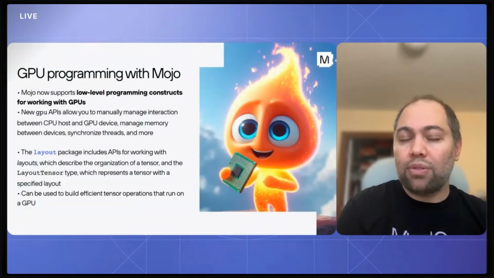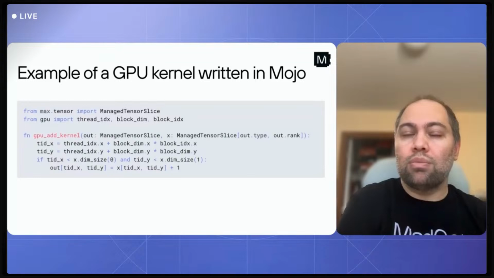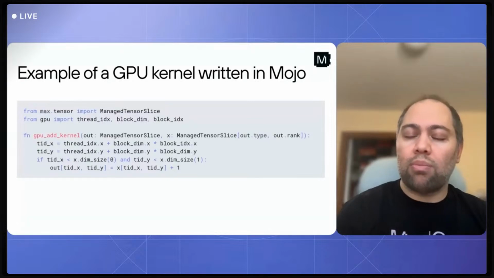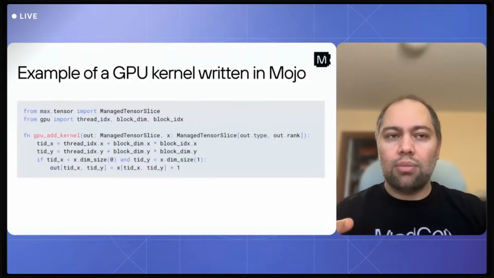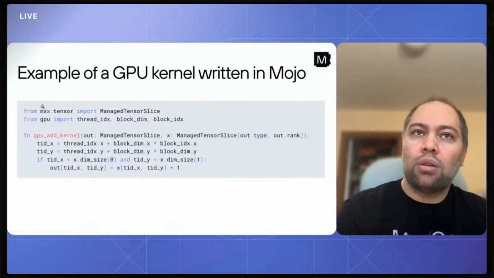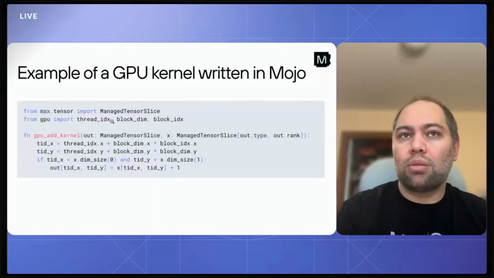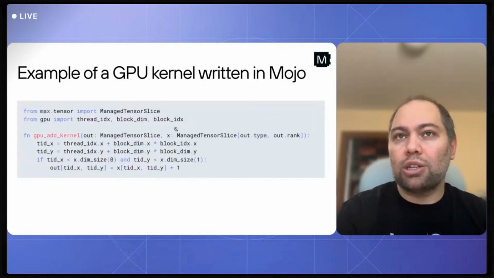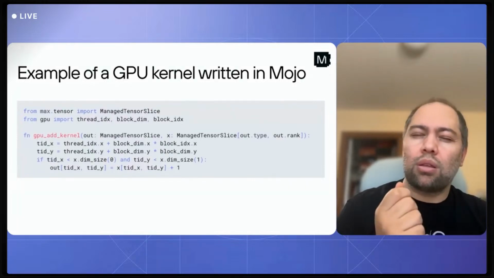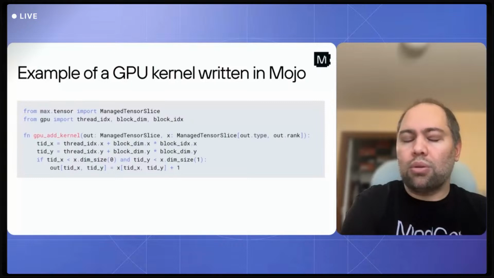Now, there's a bunch of examples in the Max repository. I recommend folks dig into those. But for now, we're going to highlight one simple example. This example takes a 2D image and adds one to each value. First, I'm going to import the tensor slice from the Max tensor package. And I'm going to import a few helper functions from the GPU package to index into the thread index, the block dimension, and the block index. These are functions to identify what thread you are at.